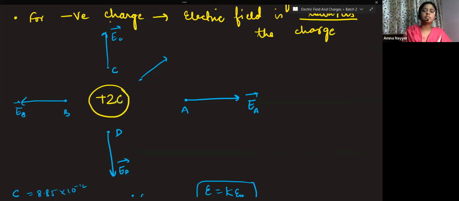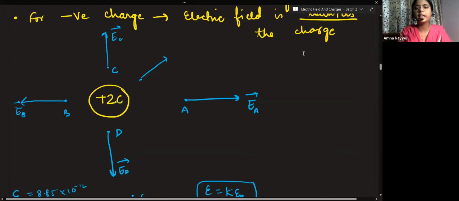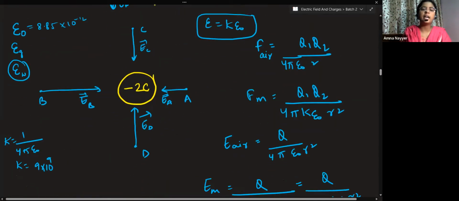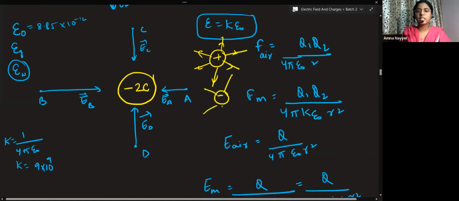Similarly, the opposite is the case for a negative charge. For a negative charge, electric fields are directed towards the charge in this manner. If you take a point over here, the electric field direction will be toward the charge. So for a positive charge, the electric field is away from it, like this. For a negative charge, the electric field lines are towards the charge. That is how you take the direction of it.